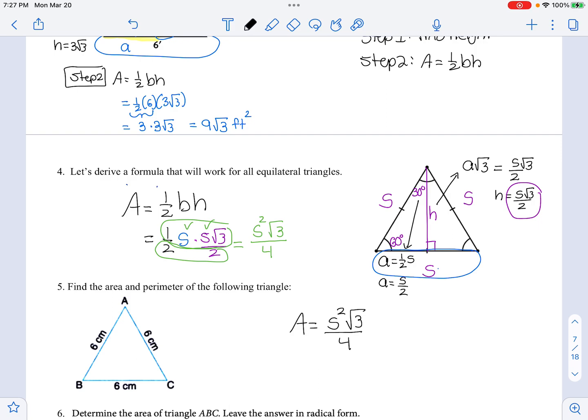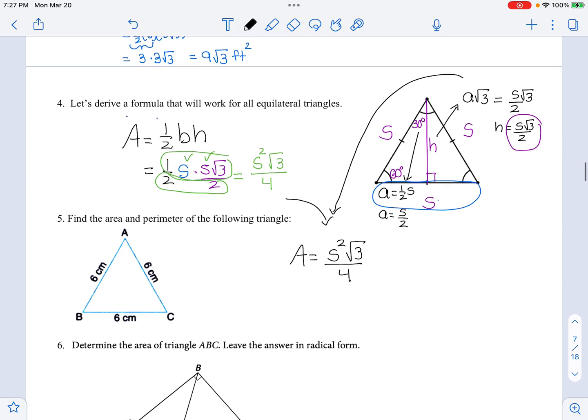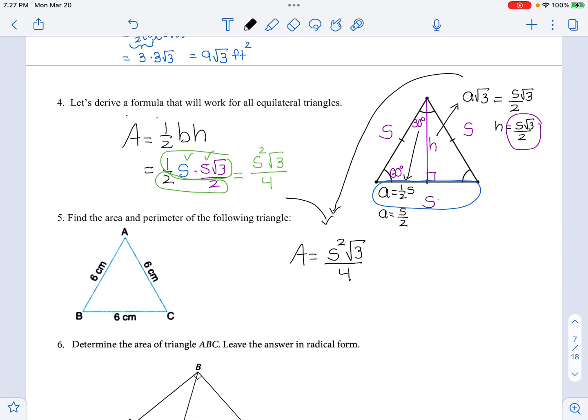By using this formula, we're really consolidating the 2 steps that we did up above so that we only have to do 1 step. Now keep in mind, this only works for equilateral triangles where all of the sides are the same. So if we looked at a new example, number 5 here, using this new formula, one of the sides is 6.